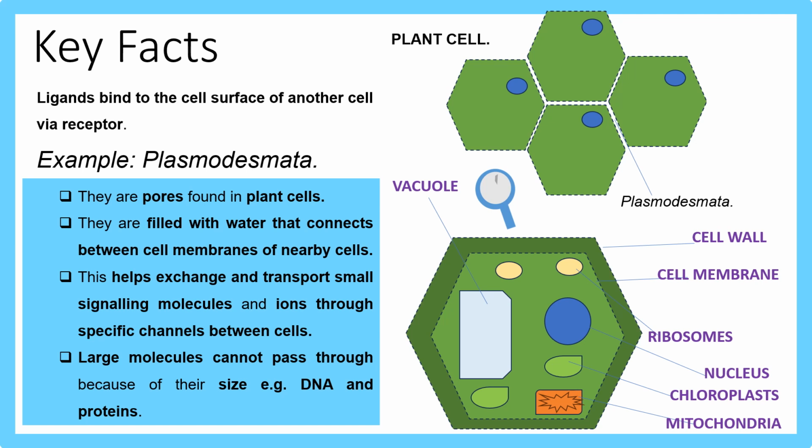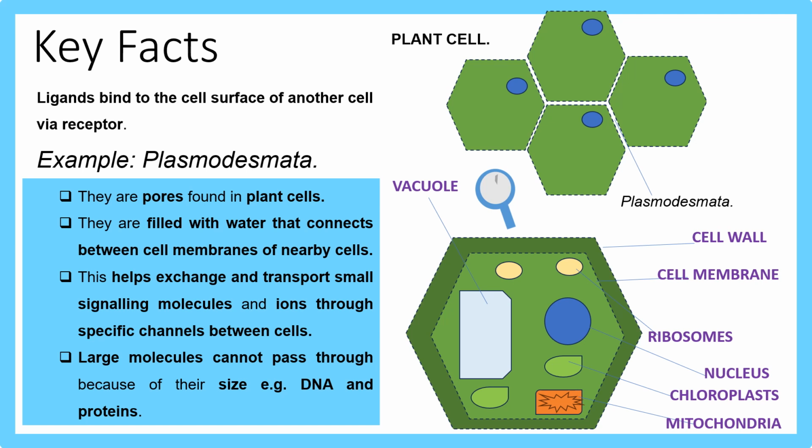So if you look at the first image over there, you can see that the plasmodesmata is between cells that are very close together. And what that does is help to transport material. What type of material are we referring to? Small signaling molecules and ions through specific channels.